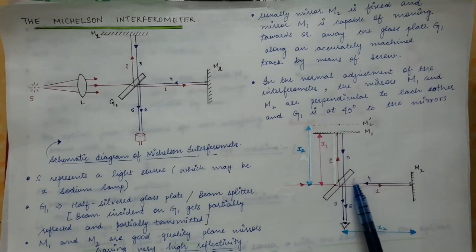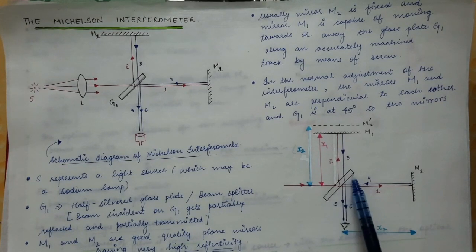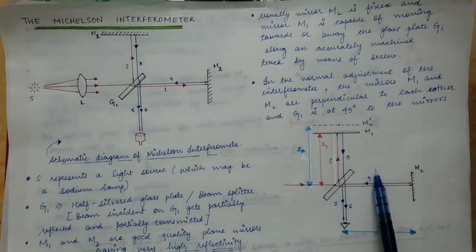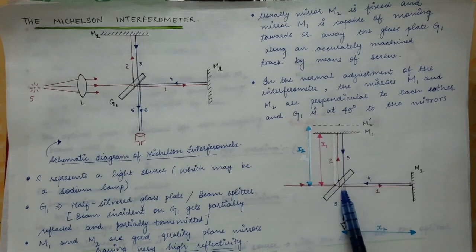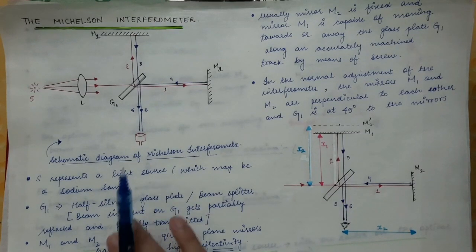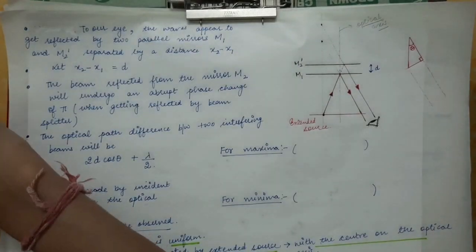Because ray 4 is getting reflected from the rear side of the glass plate, and this glass plate has a refractive index greater than that of the surroundings, the extra path will be introduced in ray 5 and that path will be equal to lambda by 2.